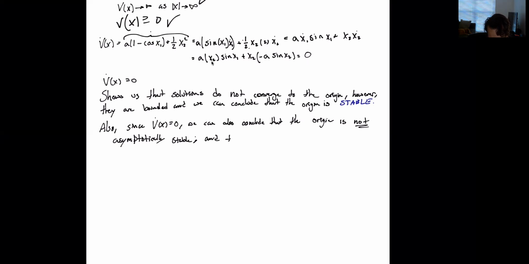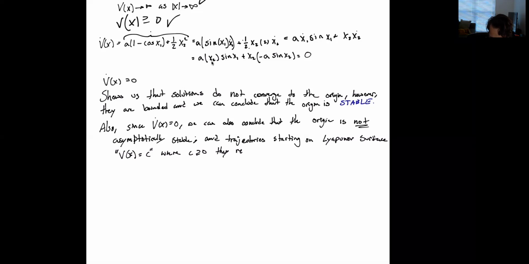And lastly, trajectories starting on what's called a Lyapunov surface, which is basically the set of points v of x equal to c, where c is some scalar greater than 0, remain on that surface.